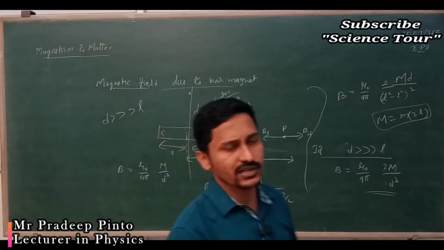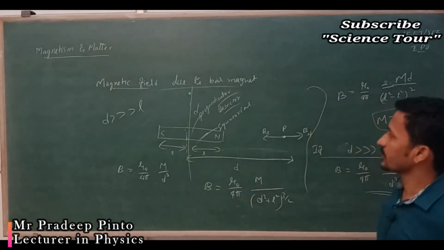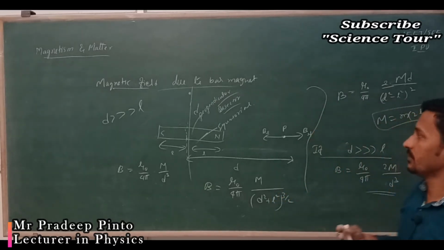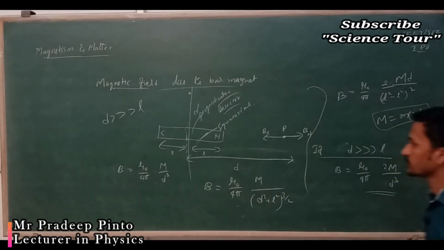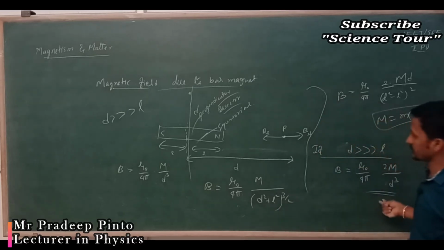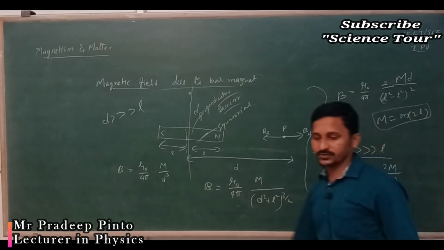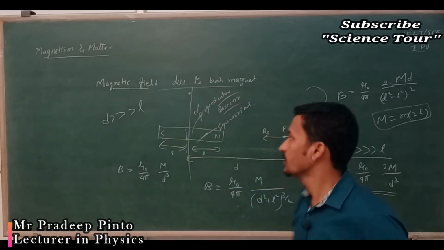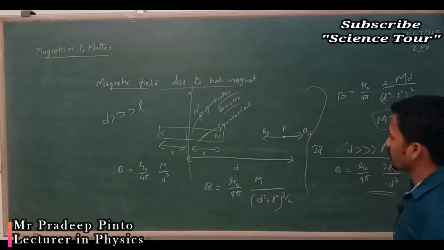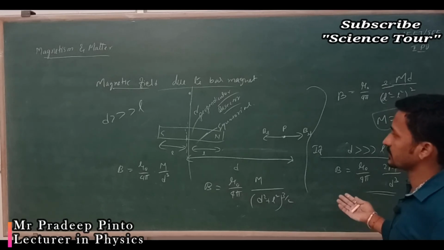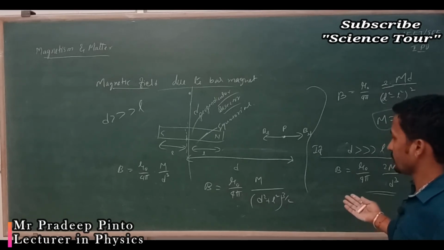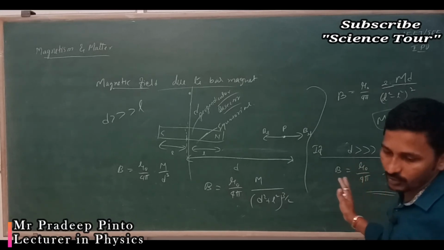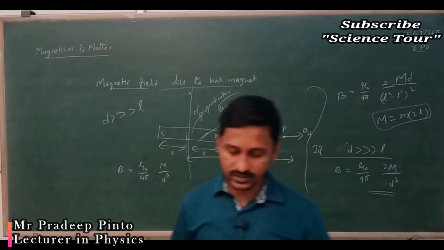As we have written for the electric field, the derivation is the same. We are not interested in the derivation; we just have to remember the equations. So consider those electric field equations and relate them to the magnetic field equations, which are very important, or sometimes direct questions may come to find the magnetic field because of that magnet. Then we must be able to find the magnetic field.